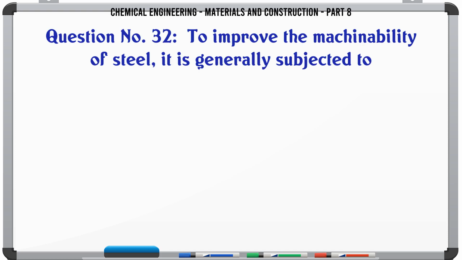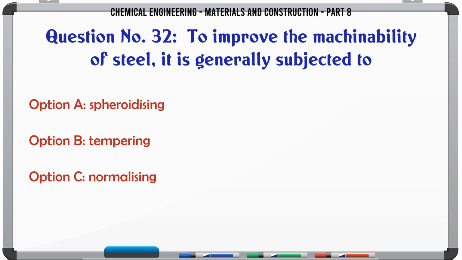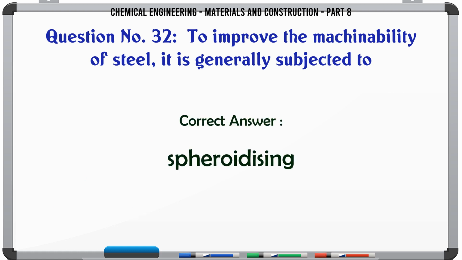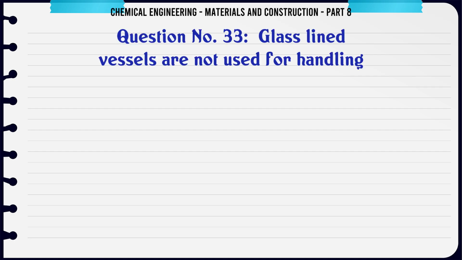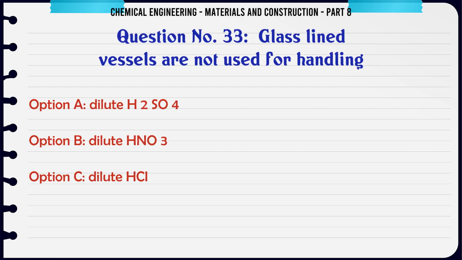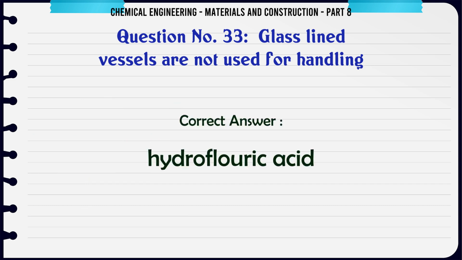To improve the machinability of steel, it is generally subjected to A. Spheroidizing, B. Tempering, C. Normalizing, D. Annealing. The correct answer is spheroidizing. Glass-lined vessels are not used for handling A. Dilute H2SO4, B. Dilute HNO3, C. Dilute HCl, D. Hydrofluoric acid. The correct answer is hydrofluoric acid.